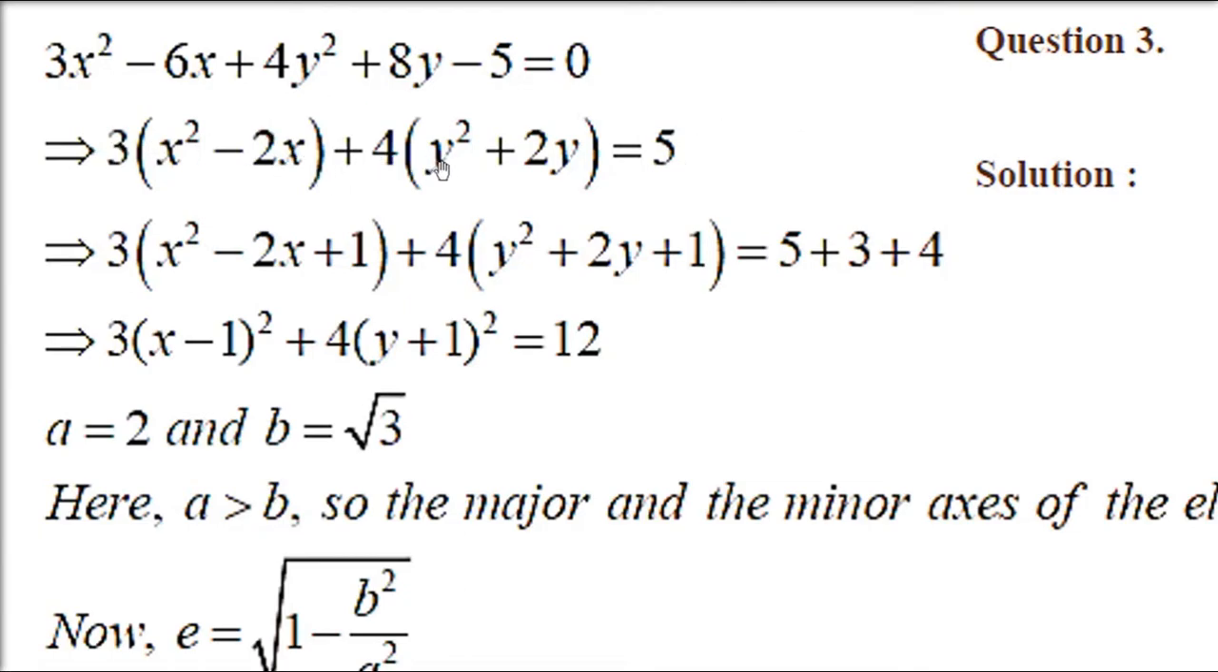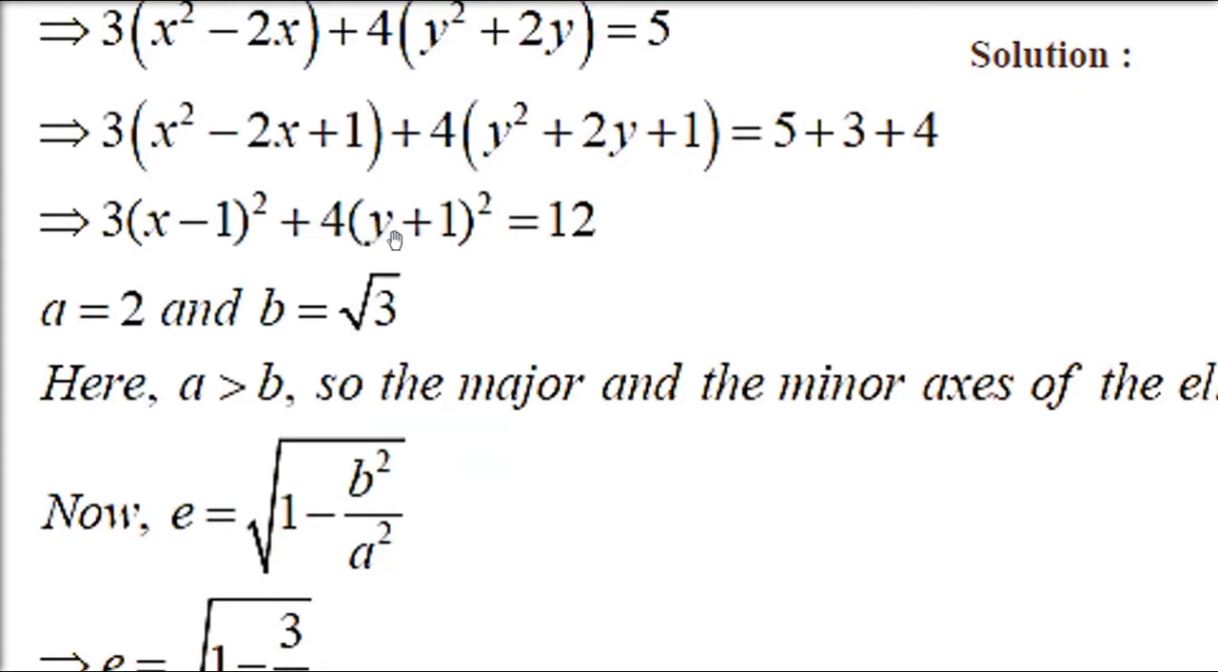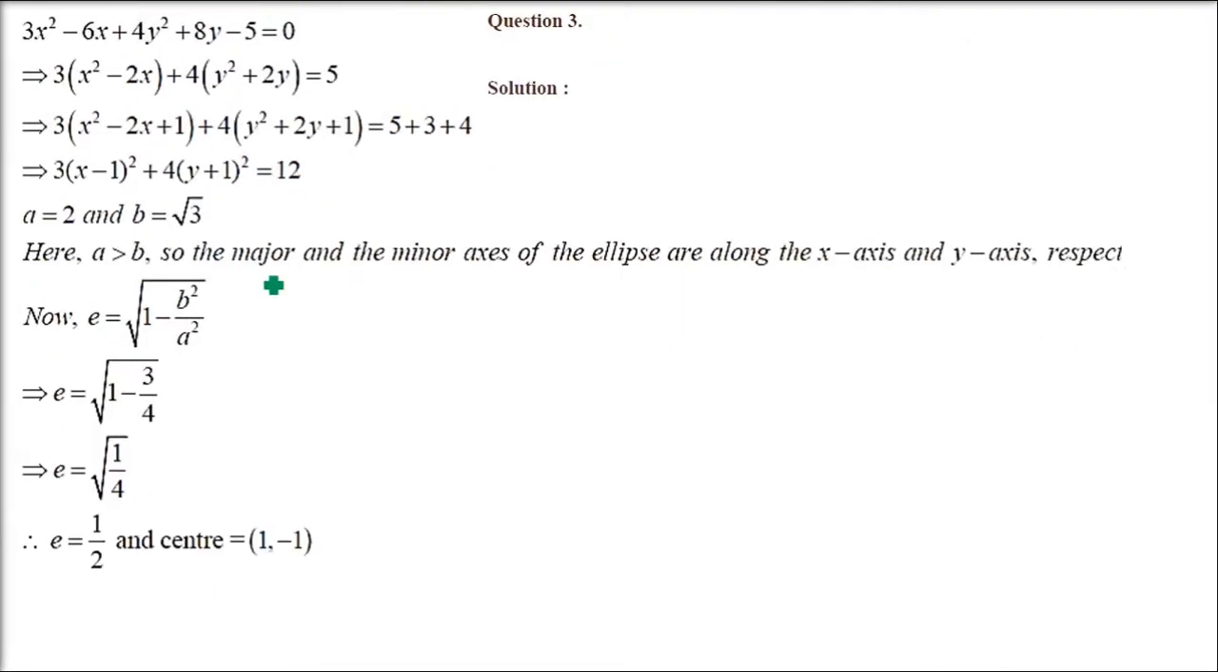So this x square minus 2x, you have to add 1. Take the coefficient of x and y, divide by 2, square them and add them. And you have to add the same term on the right hand side. You have 3 times x minus 1 whole square plus 4 times y plus 1 whole square equals 12. So divide both sides by 12. What do you get? x minus 1 whole square by 4, since 3 4s are 12. So you have 4.